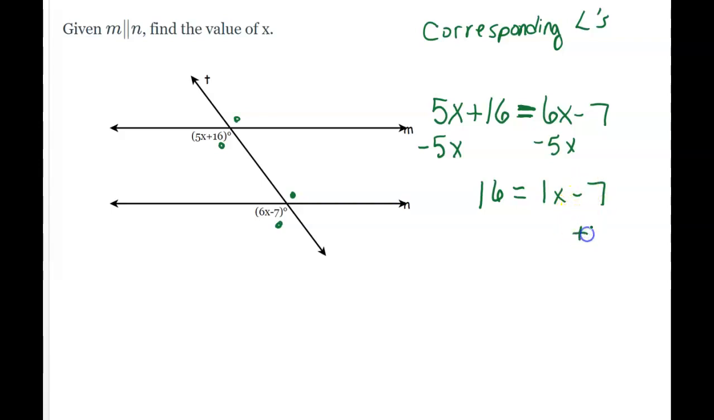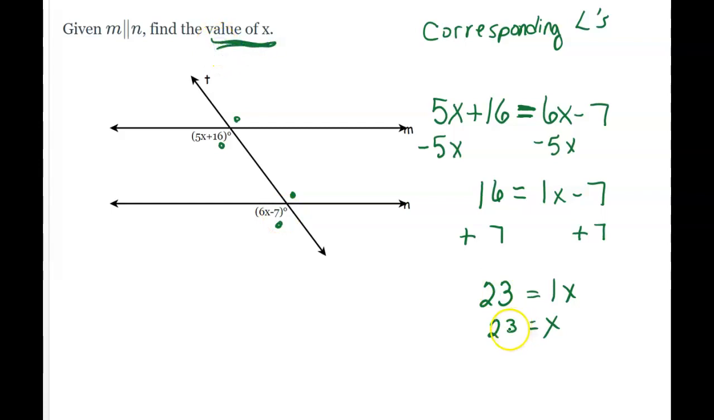Then going to add 7 to both sides in order to get x by itself. 16 plus 7 is going to be 23 equals 1x. That's the same as saying 23 is x. So we know the value of x is 23, and that's what we're being asked to find on this one.